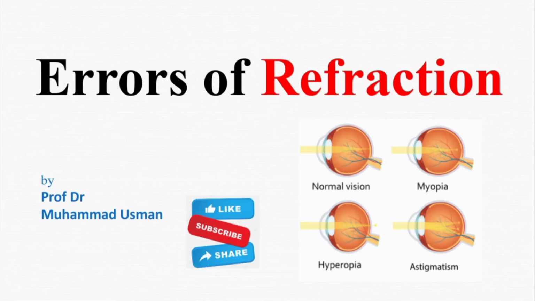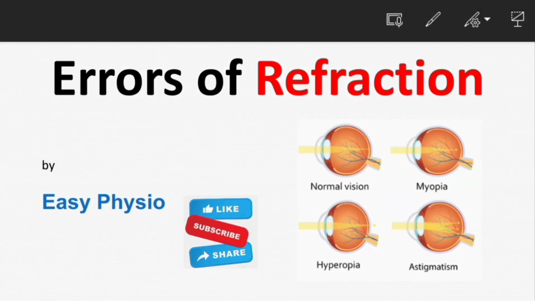I am Dr. Muhammad Usman Bashir, Professor of Physiology, and in today's short video we are going to talk about various major errors of refraction. Now there are four major refractive errors, that is myopia, hyperopia, astigmatism and also presbyopia. First of all we will talk about hyperopia.